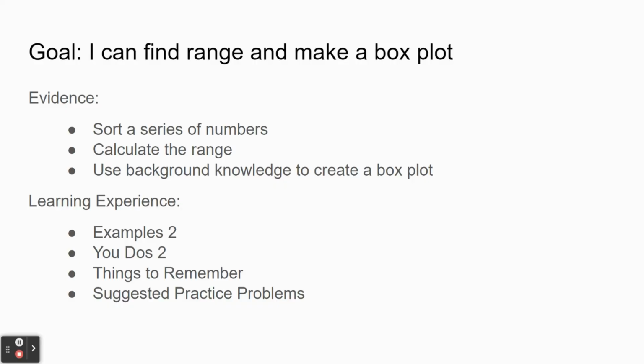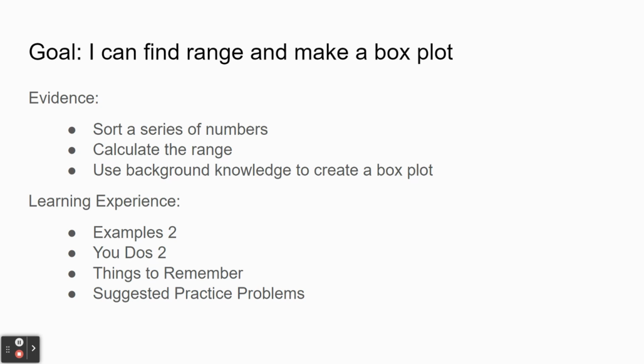Hello! In today's video, our goal is to find the range of a set of values and make a box plot. Evidence-wise, we're going to make sure that we can sort a series of numbers, just like we did in the previous video. If you haven't watched that video, make sure you go watch it. We're going to calculate the range. It's just a very, very straightforward operation, not too hard at all. And then we're going to use background knowledge to create a box plot.